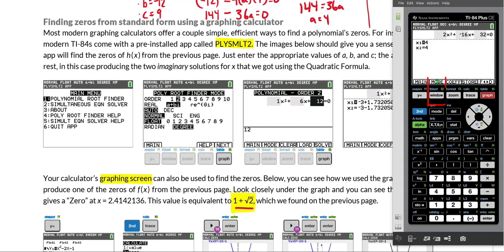If we go back to mode, which is the window button, this mode tab corresponds to the window button. Remember, in this first row, we can select the order. You can see that this app can actually find zeros all the way from a linear function, there's quadratic, there's cubic, quartic, all the way up to a 10th degree polynomial function. So if I change my order to 3 and then hit enter, so now I'm finding the roots of a cubic function.